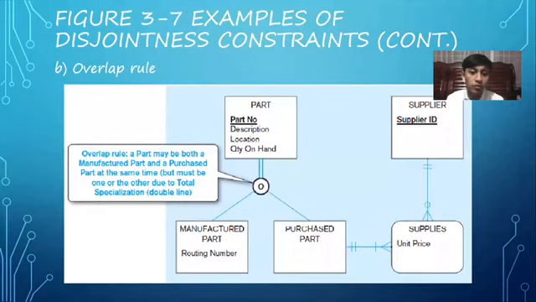The overlap rule is specified by placing the letter O in the circle, as shown in figure 3.7b. Notice in this figure that the total specialization rule is also specified, as indicated by the double line. Thus, any part must be either a purchased part or a manufactured part, or it may simultaneously be both of these. That's for me.